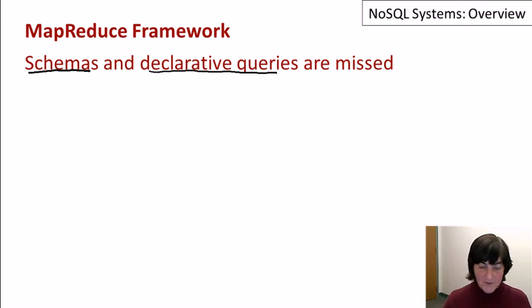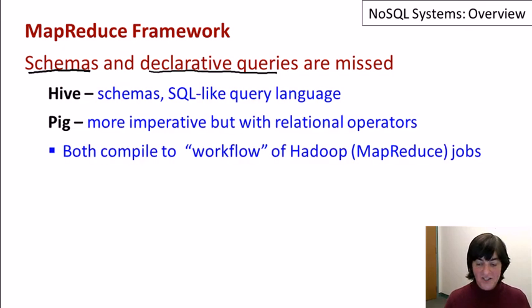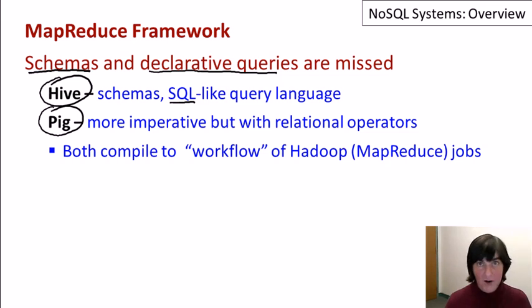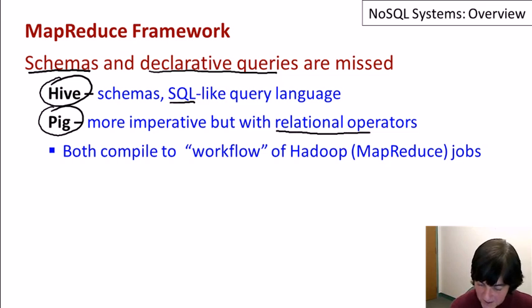And so what was developed is some languages that actually sit on top of Hadoop or the MapReduce framework. One of them is called Hive, and Hive offers schemas and a language that looks very much like SQL. Another language is called Pig. Pig is a little bit more imperative. In other words, it's a bit more of a statement language, but the fundamental constructs in Pig are still relational operators, and you can almost think of a Pig script as being a little bit like those statements of relational algebra that we saw way back when, with the addition of loops and so forth.